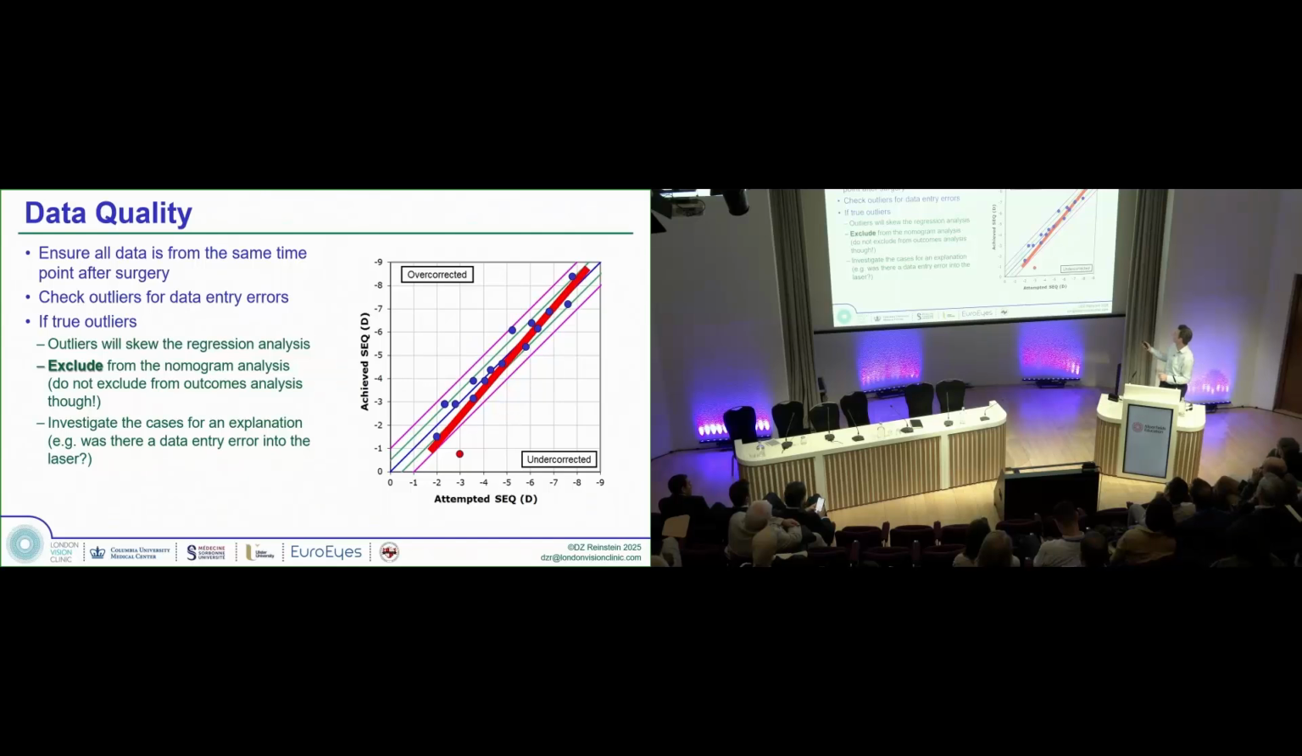Because if you can see, especially if it's at one end or the other, then it can really make a big difference to your average regression line, particularly if you don't have that many eyes. If you take that away, then the rest of the data is on target. So you can see how much of an effect outliers can make.